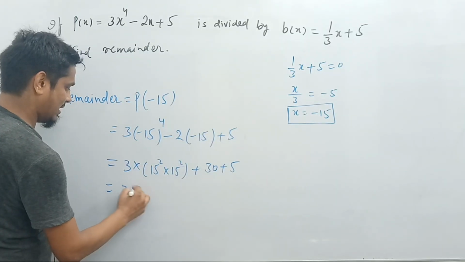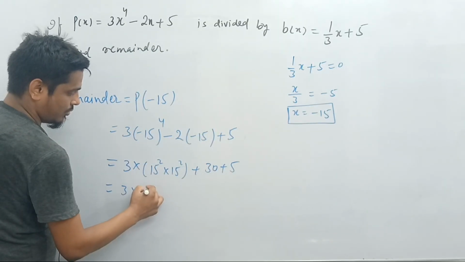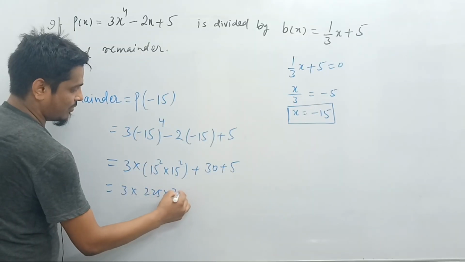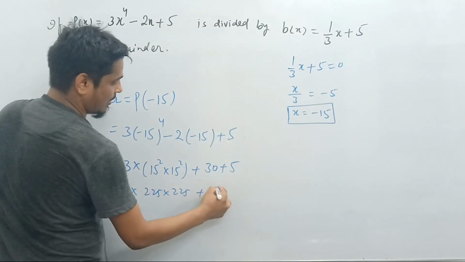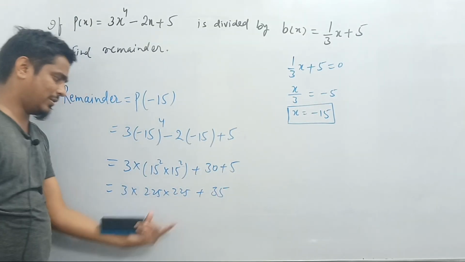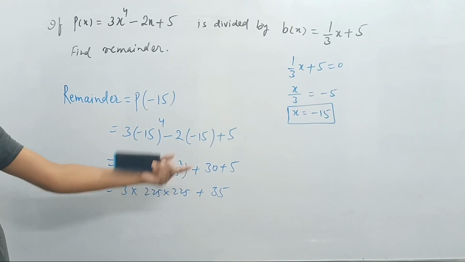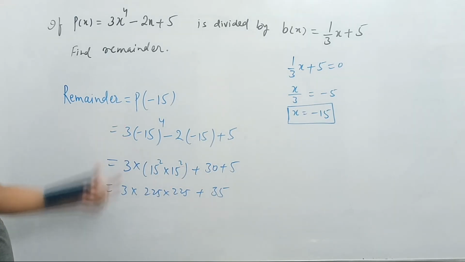So this is 3 times 225 times 225, plus 35. Now further you multiply these two and then add to get the required remainder.